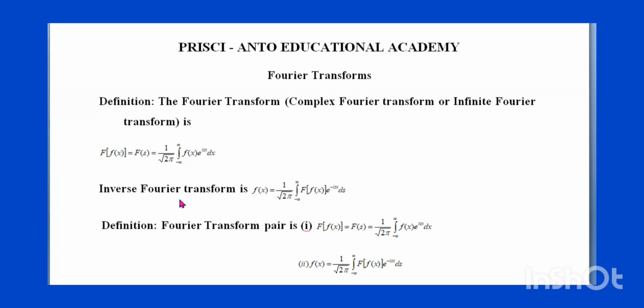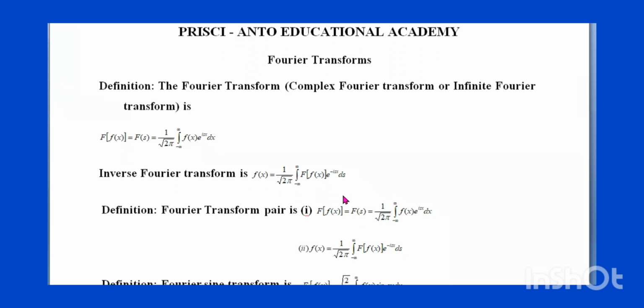The inverse Fourier transform is small f of x is equal to 1 divided by root 2 pi, integral over the limit minus infinity to plus infinity, F of s, e power minus isx into ds. This is the inverse Fourier transform.